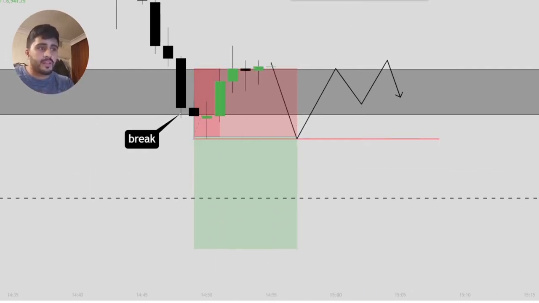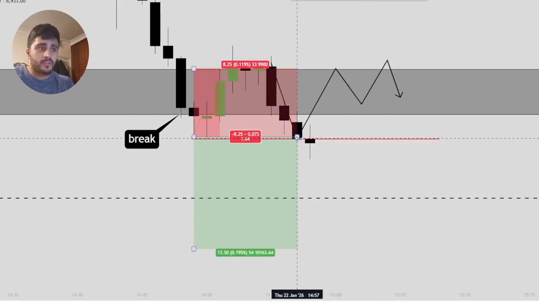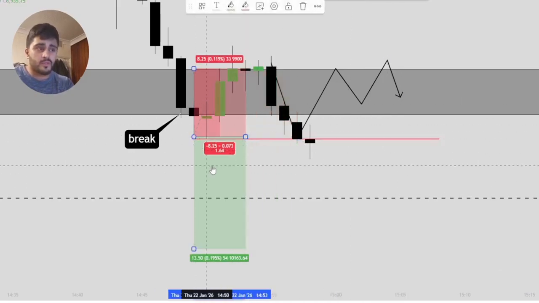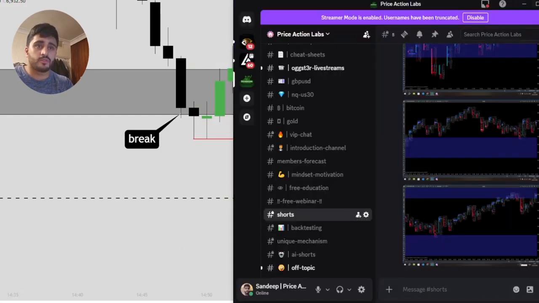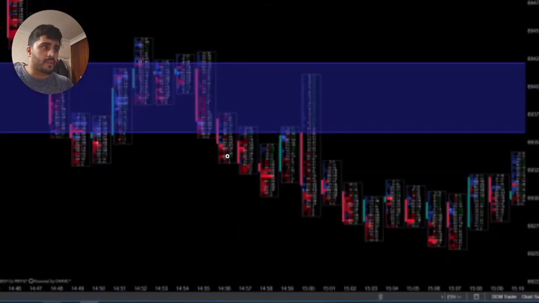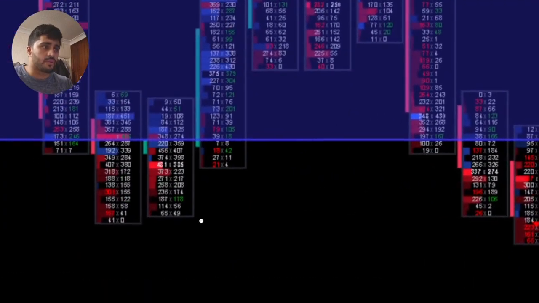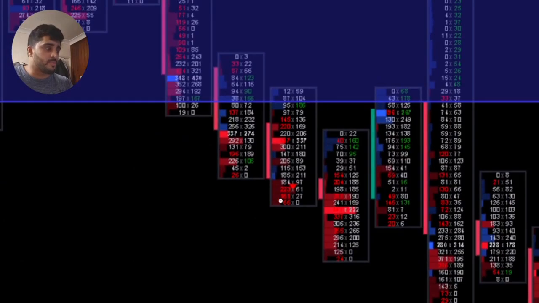So again, breaking that down, I took a short here because it was a valid entry. Notice how I'm not looking to take this. This was not my position, right? My position for order flow, my position for the short, was here. So I was entering just below this break over here on the order flow. So there was my entry over here.